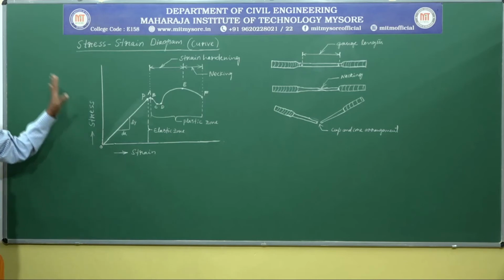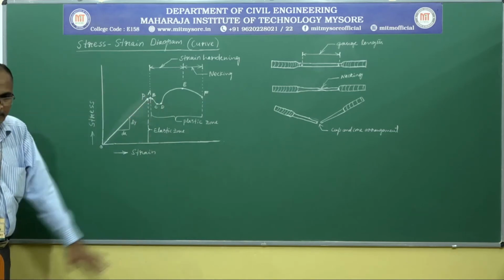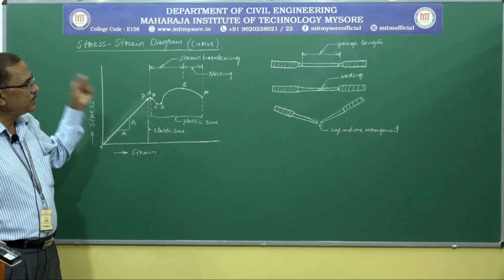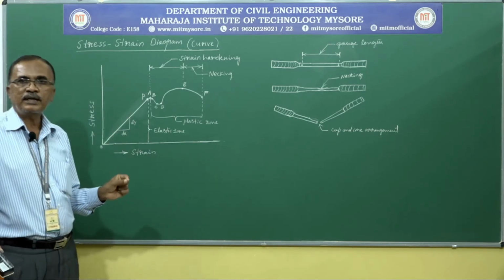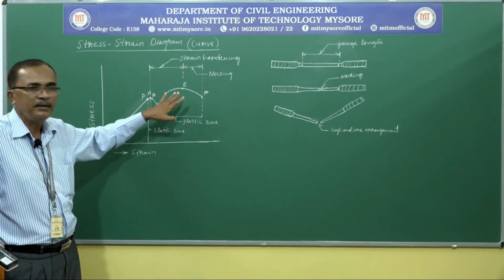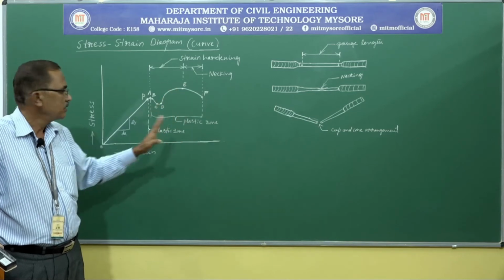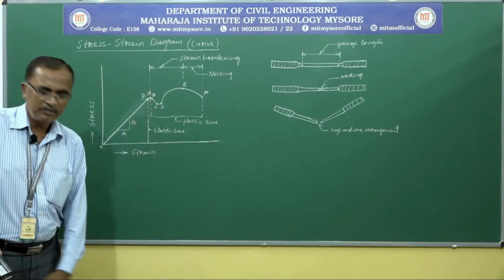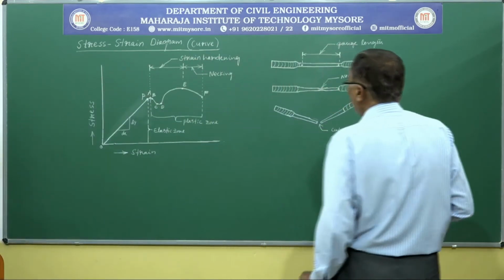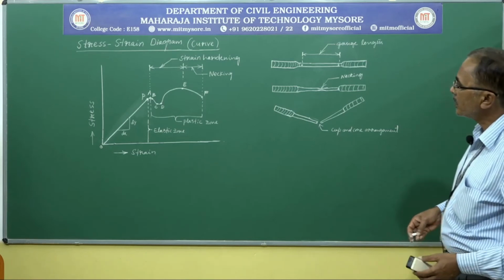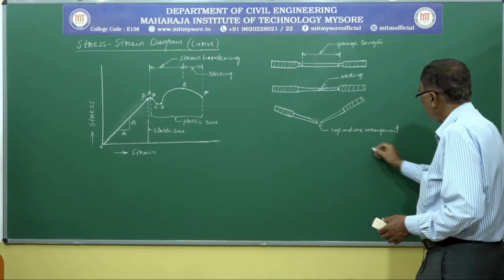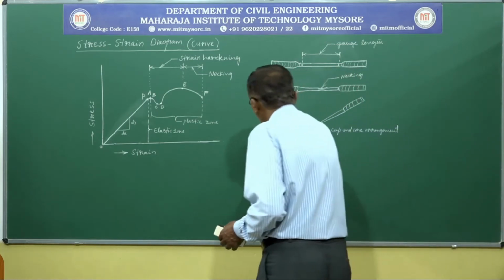This diagram is for mild steel, a typical stress strain diagram. If you conduct a test on mild steel and plot the stress versus strain relations, it almost resembles the same. It need not be exactly the same; it is a theoretical, typical stress strain diagram. Slight variations are acceptable. In the same way, if you plot a stress strain diagram for different materials, the diagram will be like this.